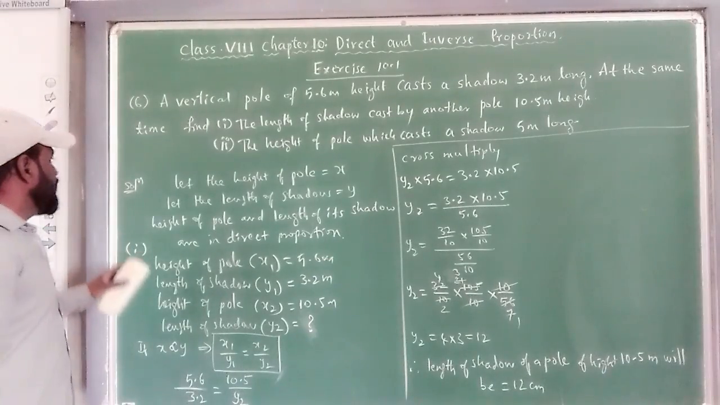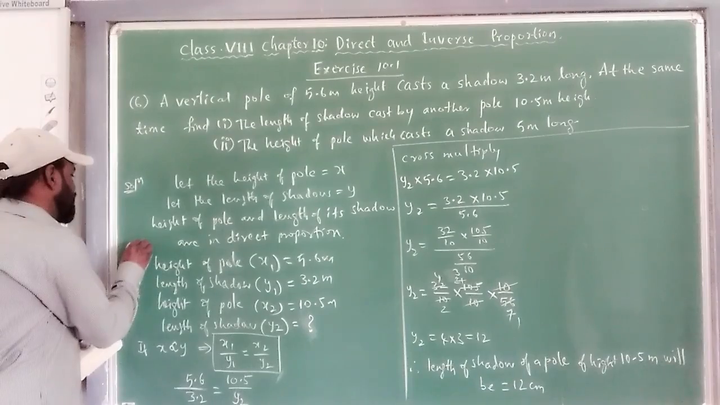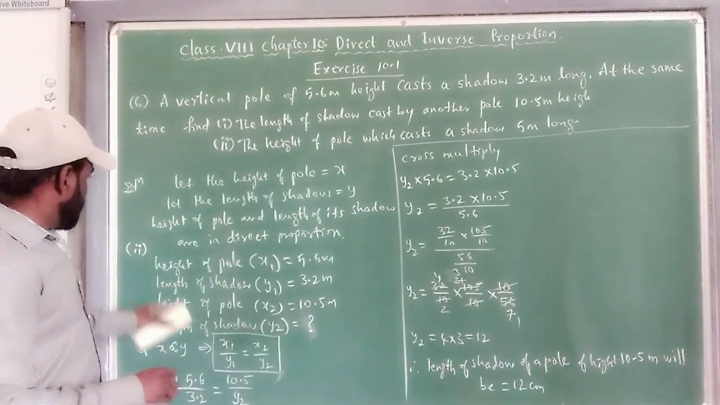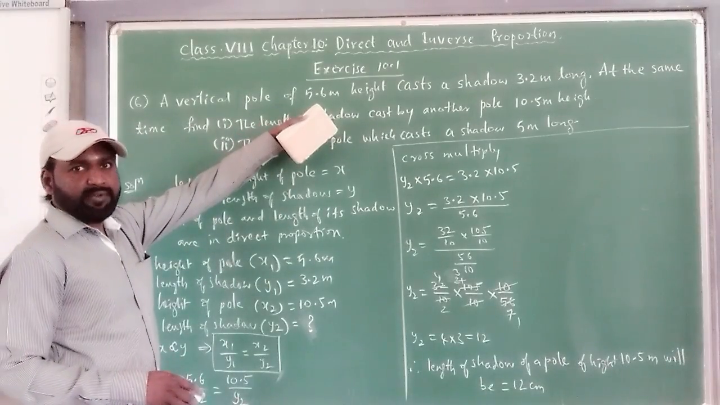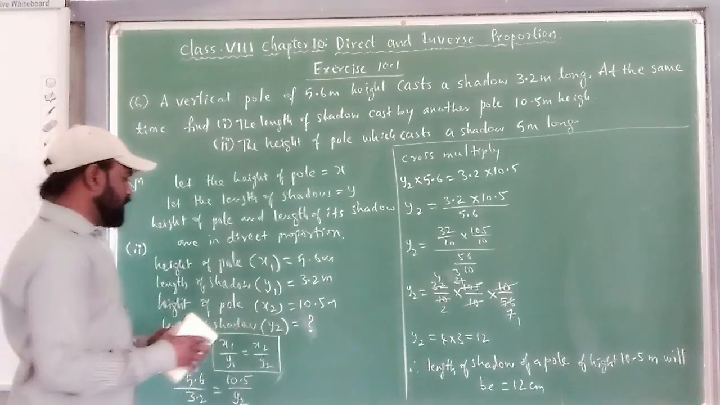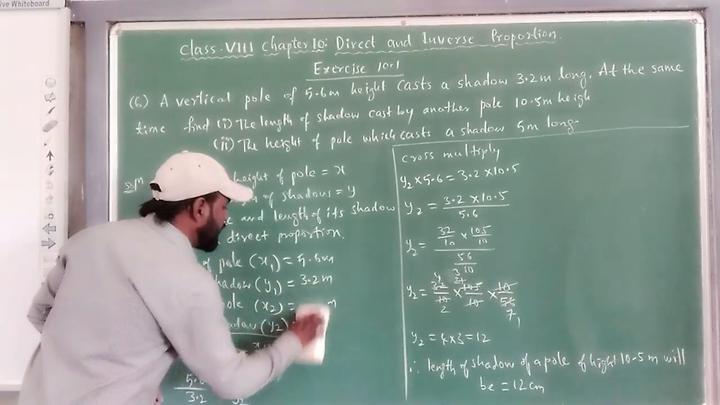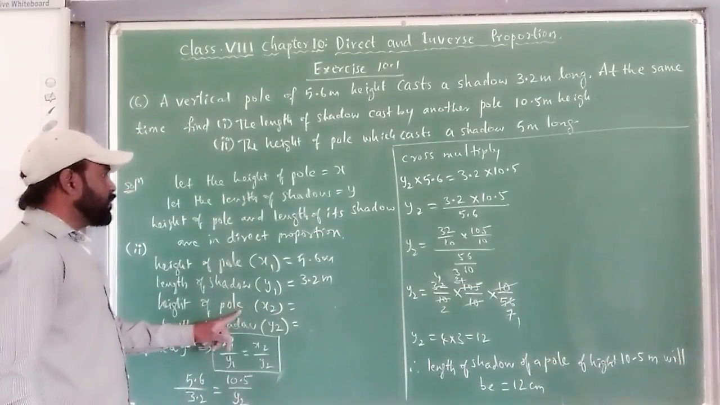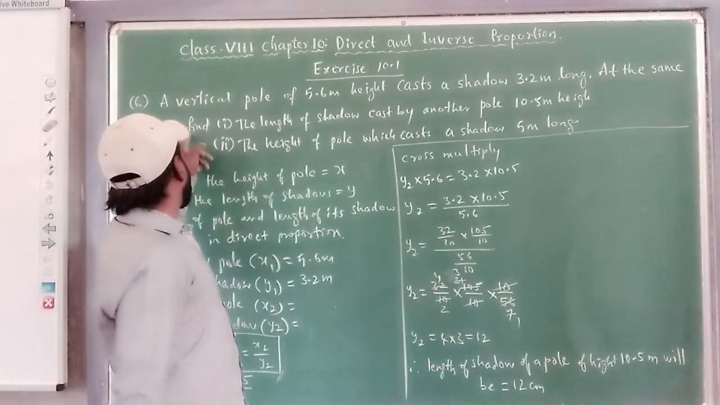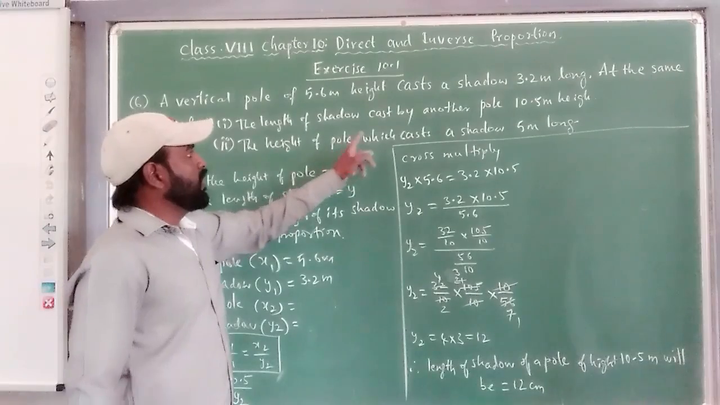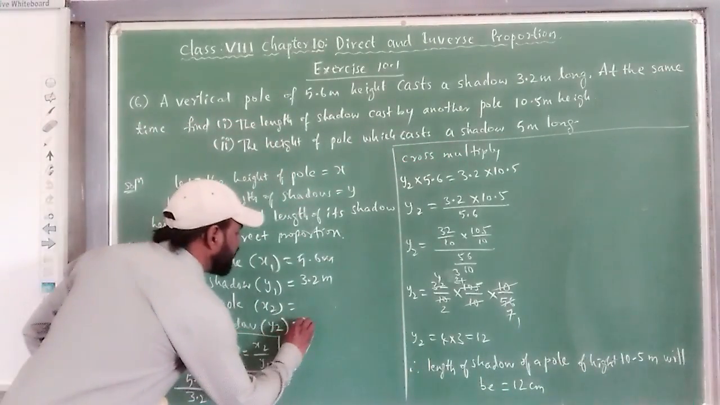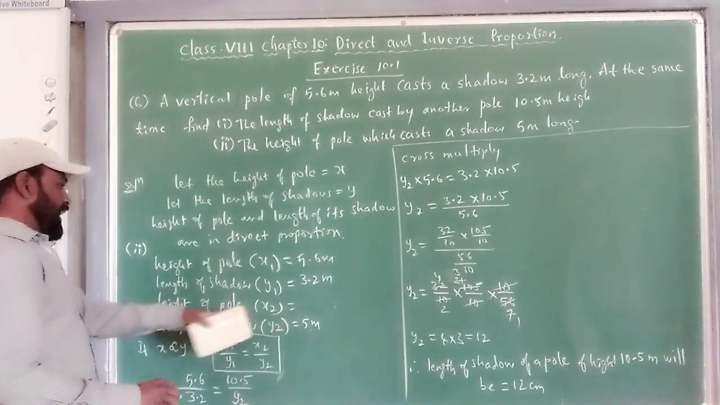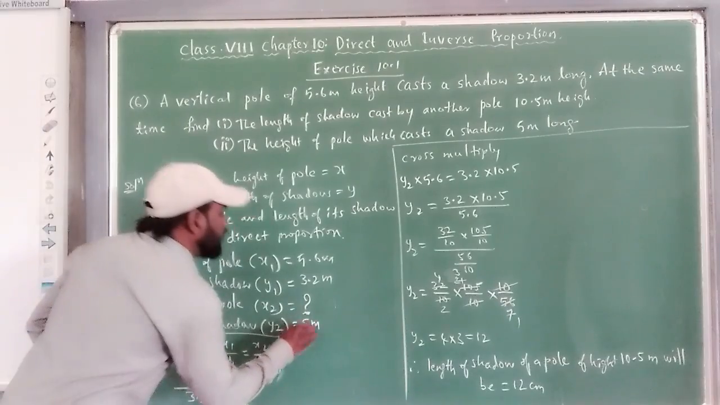Now it will be changing. So this second one I am writing. x1 and y1 will remain the same, that is the relation actually. Now x2 and y2 will be changing. So what do we have to find now? x2, the height of the pole. Find the height of the pole which casts a shadow of length 5 meters. The length of the shadow is given as 5 meters. The height of the pole is what we have to find.